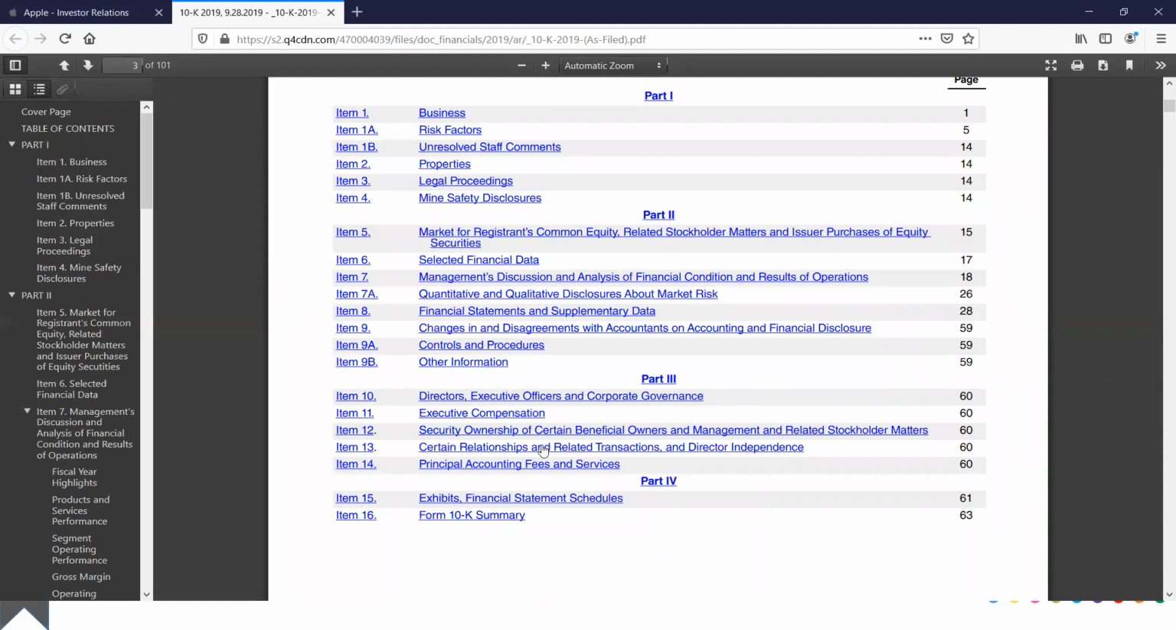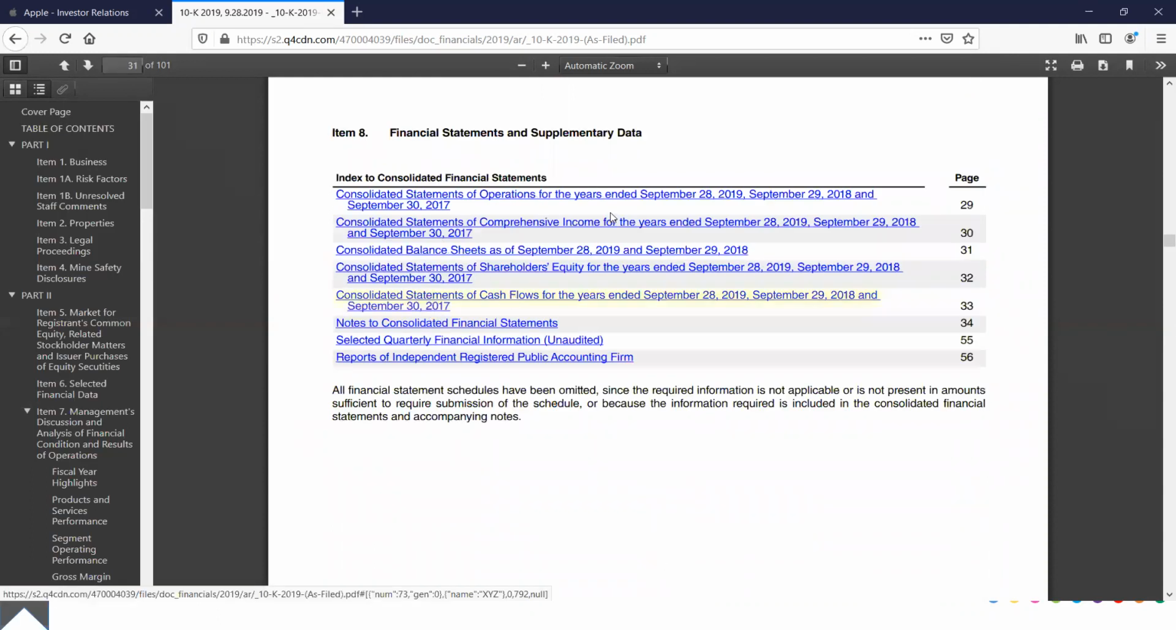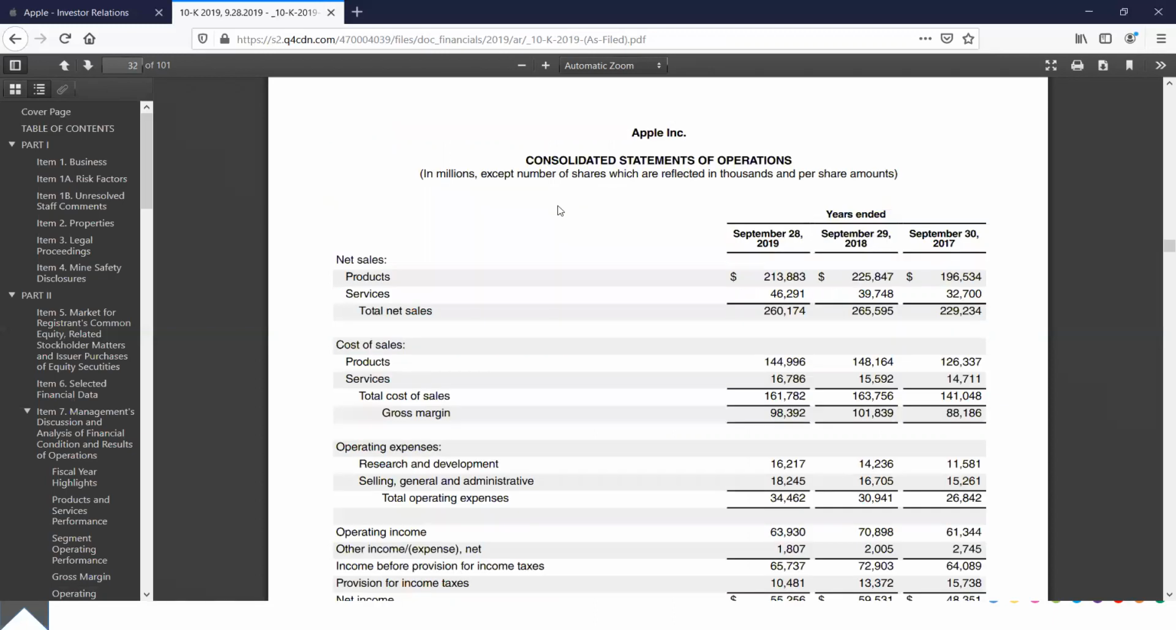I'm basically searching for the financial statements, and here we go. Item number 8, financial statements and supplementary data. I'm going to click on this, and it takes me to another menu in which various financial statements are mentioned. I'm going to go to the consolidated statement of operations. By consolidated, we mean it includes all the subsidiaries, all the companies that Apple owns, and it's the consolidated result of all the companies. I'm going to click on that.